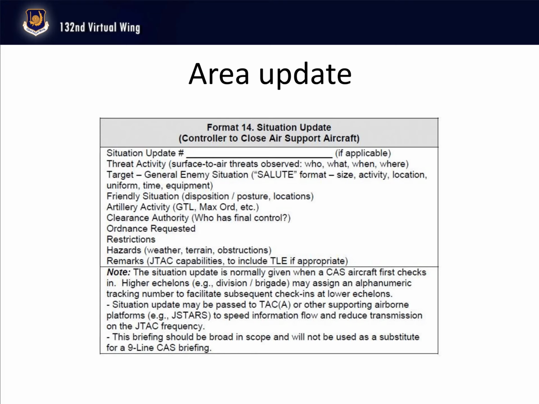Who has clearance authority? Basically, who has control? We have four types of clearances for close air support. We'll get to it later, but here JTAC will state who has what. Usually JTAC has full clearance. Ordnance is per what you have and what the specific attack requires. The restrictions are basically what we want to avoid throughout the mission.